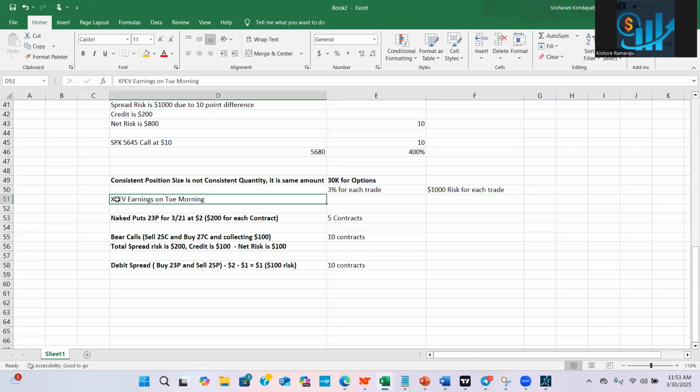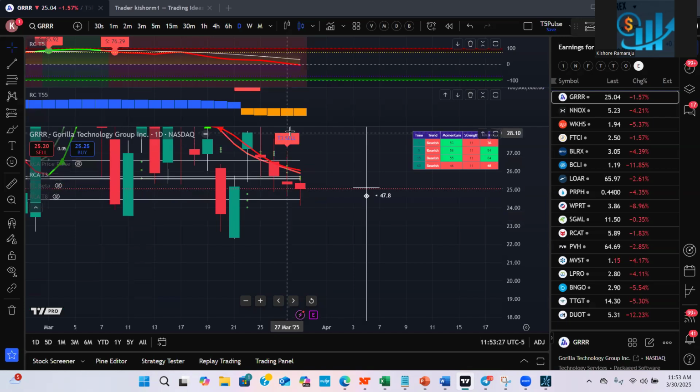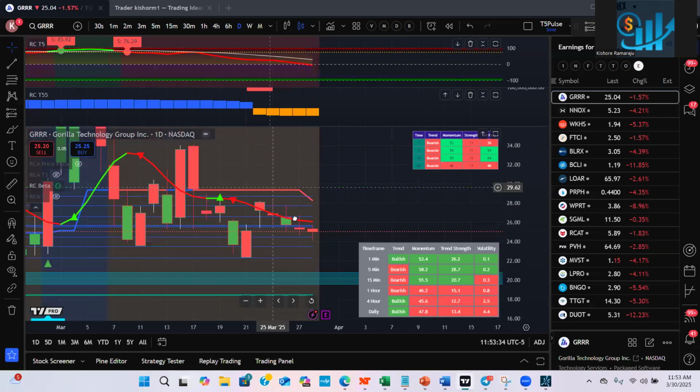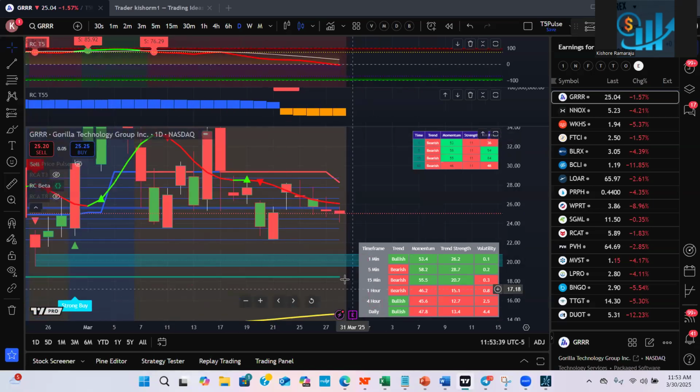Let us say GRR earnings are on Monday morning. So again, if we go back, T5, T55, price pulse. If I want, I can say T3. T3 is telling it is a sell, right? It may drop. Then if I go to beta, beta is also telling it is a sell, right? There is a support somewhere here at $20.